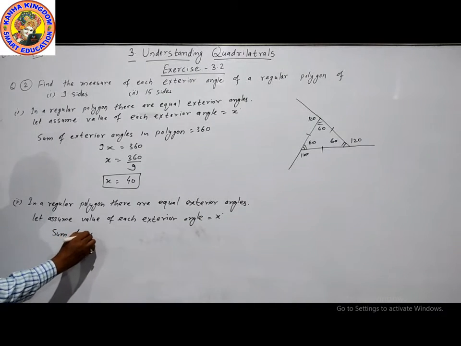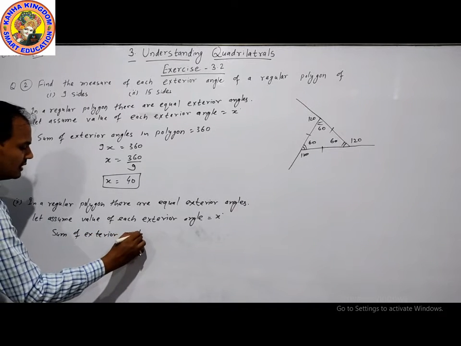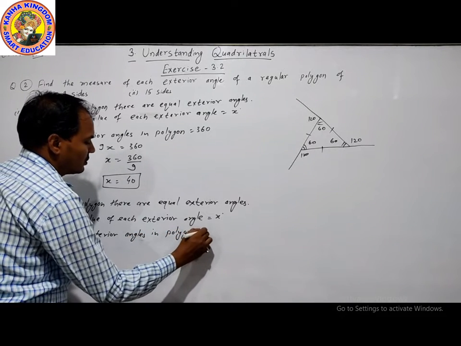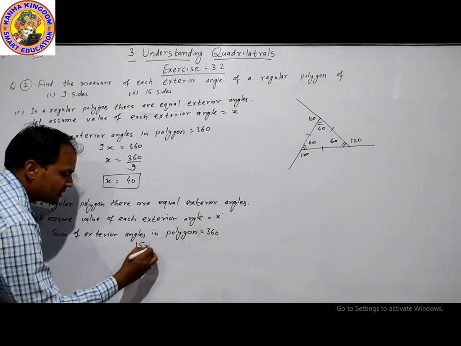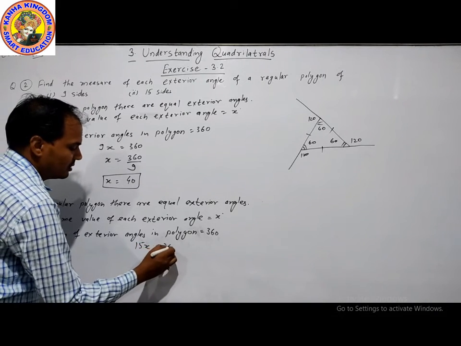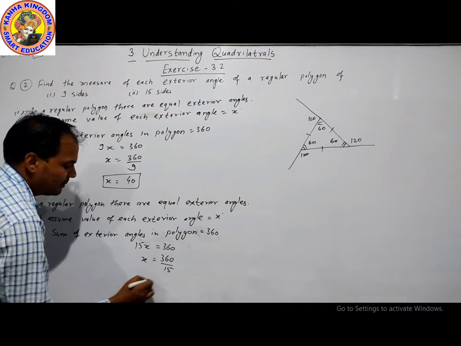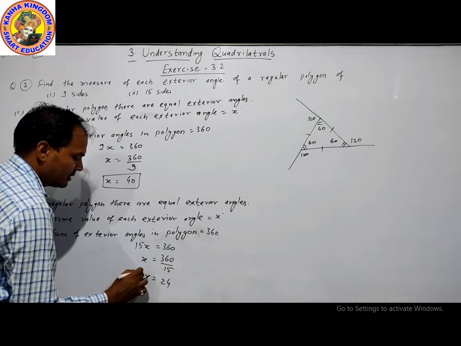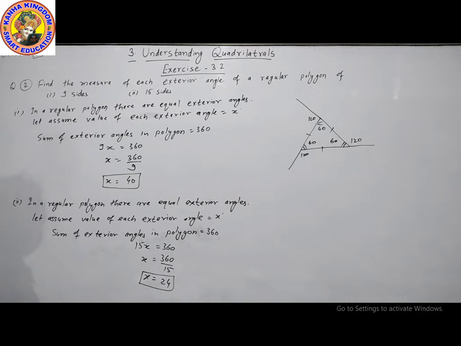The sum of exterior angles in a polygon is equal to 360 degrees. There are 15 sides, meaning 15 exterior angles, each is x. So 15x is equal to 360. X is equal to 360 divided by 15. X is equal to 24. The value of the exterior angle is 24.